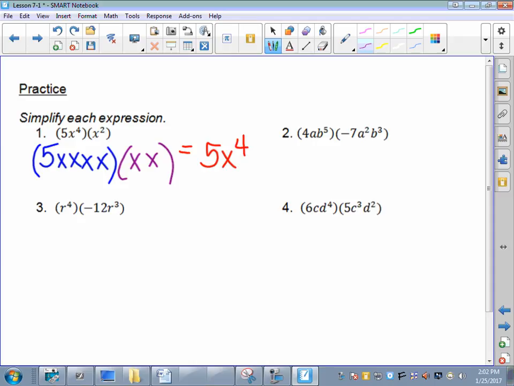Oh, nope. Get it right. 5x to the 6th power, right? I've got 4 over here, and I've got 2 over here. The 5 didn't have anything to multiply with.